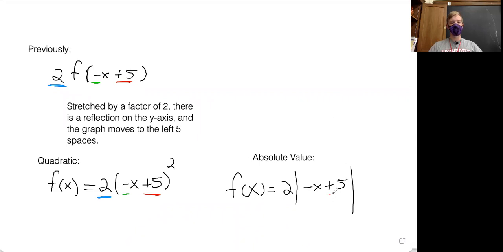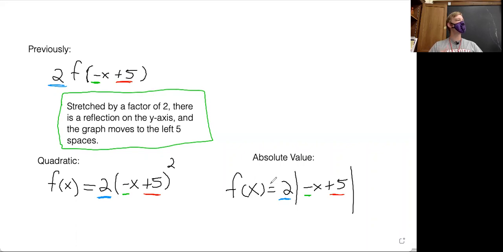I still have this plus 5 on the end. I still have this 2 out front. And I still have the same negative sign in front of this x right here. In fact, for all of these, this description is going to be the same. For all of these, we say that it's stretched by a factor of 2. There's a reflection on the y-axis because of the negative sign in front of the x, and the graph moves to the left 5 spaces. So for all of these, we have the same transformations, we have the same description here.